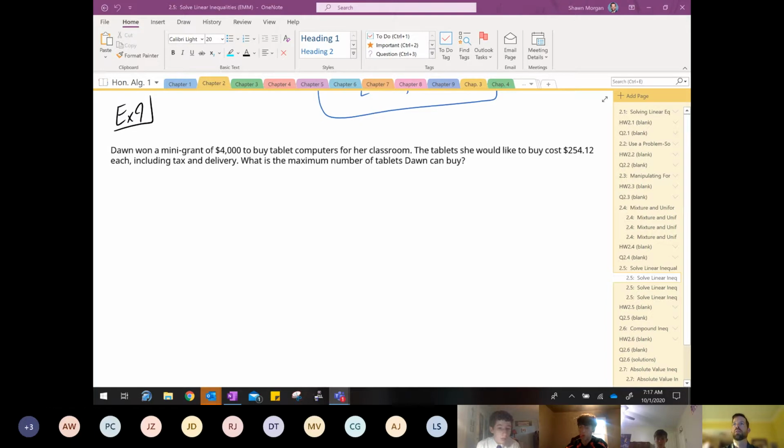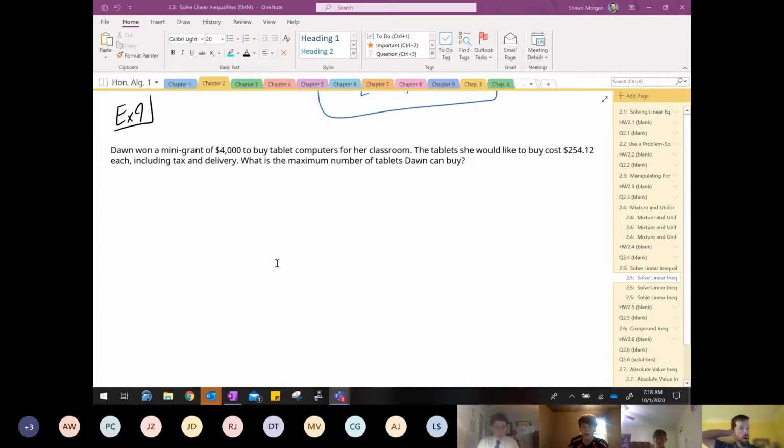All right, I'm getting Tiago in here. He's good to go. So it says Dawn won a mini grant of $4,000 to buy tablet computers for her classroom, and the tablets she would like to buy cost $254.12 each, including tax and delivery. What's the maximum number of tablets Dawn can buy?